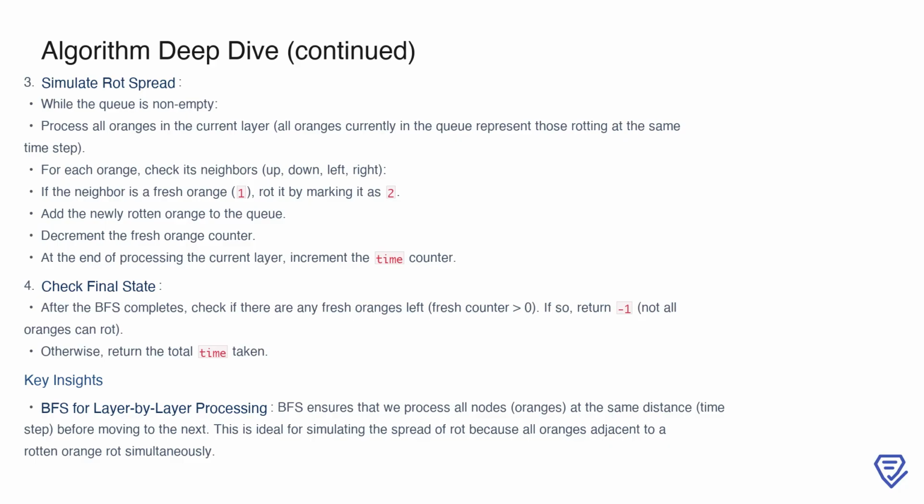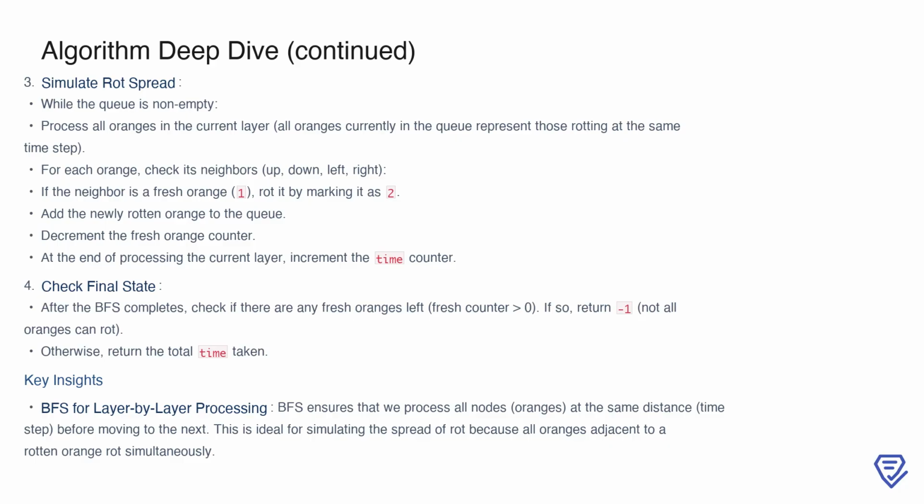Each layer represents oranges that rot within the same unit of time. For every rotten orange processed, we check its neighbors in all 4 possible directions: up, down, left, and right. If a neighboring cell contains a fresh orange, we convert it to rotten by marking it as 2, add its position to the queue, and decrement the count of fresh oranges. After processing all oranges in the current layer, we increment the time counter to reflect the passage of 1 minute.